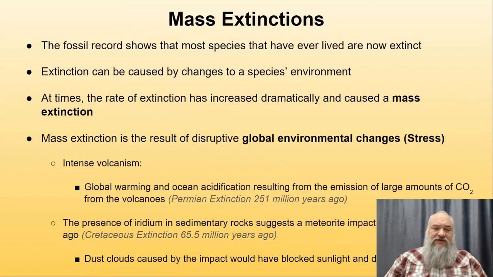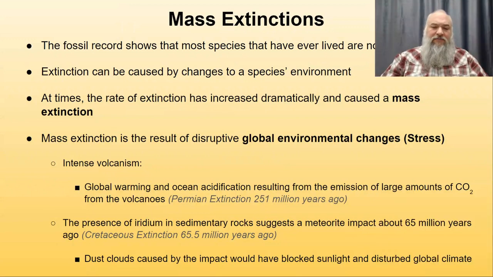So at times, the rate of extinction has increased dramatically and caused what we call mass extinctions, which tend to happen during disruptive global environmental changes. So not just a localized change, but global change or global stress. Huge impact, can make it way more difficult for organisms to survive. Probably one of the biggest episodes of mass extinction as far as percent of the population that went extinct was the Permian extinction.